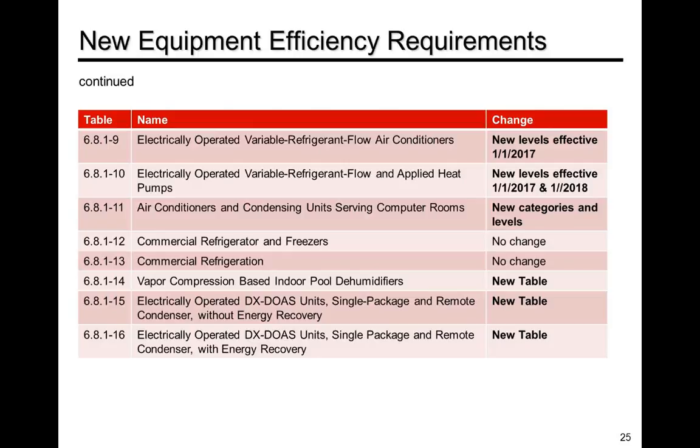Under Table 11, which is computer room units, there's a whole bunch of new categories. We'll dive into that. And then we have 3 new tables, 14, 15, and 16, which cover pool dehumidifiers, and then 2 tables for DX-DOAS systems, and we'll dive into those in a little bit of detail. Next slide.